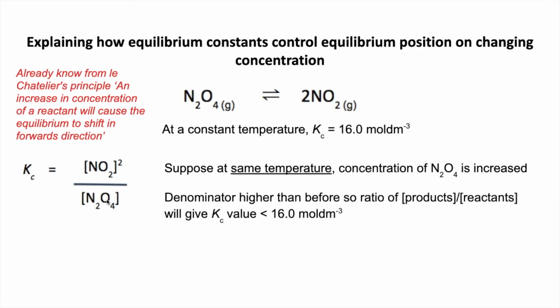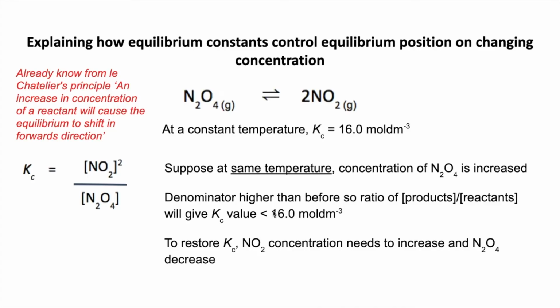Well, the denominator is now going to be higher than it was before because we've increased the concentration of that. So this ratio of products to reactants is going to give you a lower value for Kc. It's going to be less than 16. So to get Kc back to its original value, the NO2 needs to increase and the N2O4 needs to decrease. And so the equilibrium does that by shifting to the right. So again, you've got your year 12 Le Chatelier's principle knowledge here to help you get started, and then that's how you explain it in terms of the equilibrium constant.